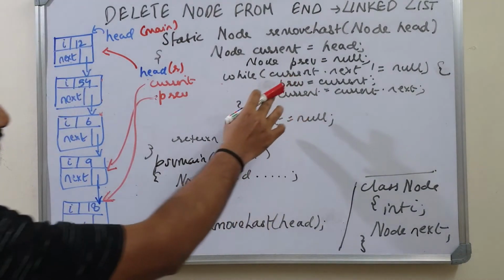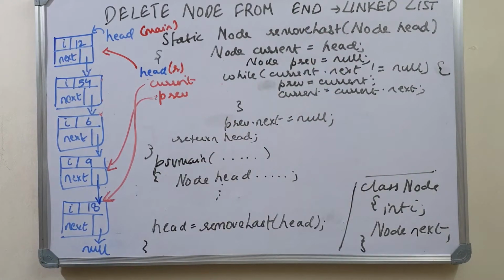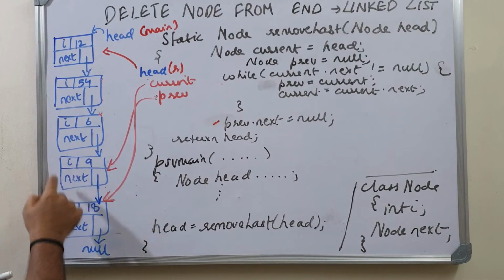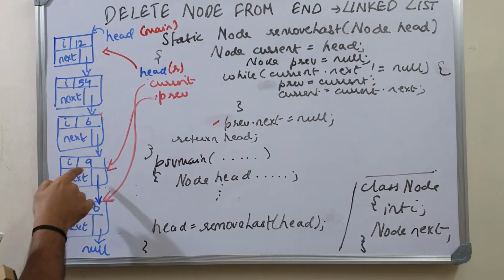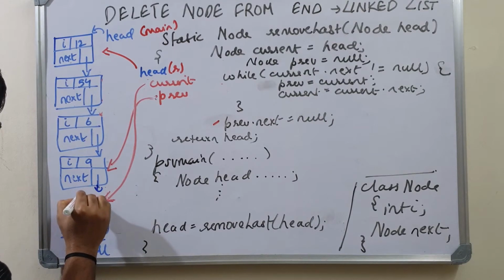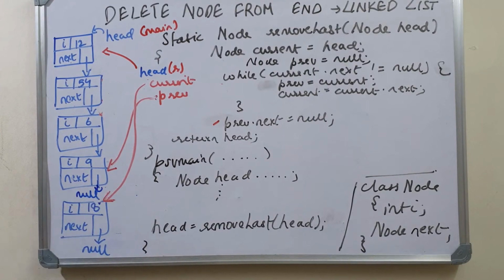Again, you go back to check the while loop condition. Current dot next is not equal to null. Current is here. Dot next is null. Loop condition is false. You come out of the loop. You come here. Okay, so previous is pointing here. You set the next of this location to null. So you say this, rather than pointing to the last node, is setting next to null. So this node is disconnected.